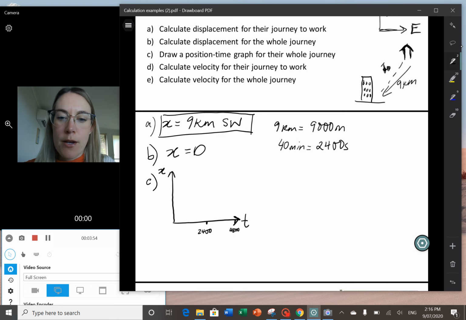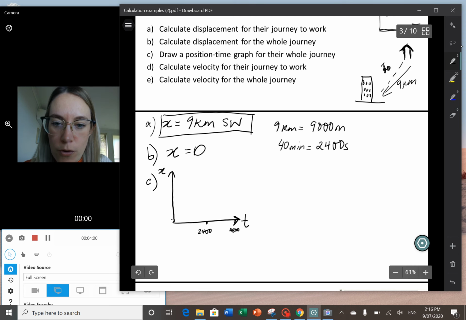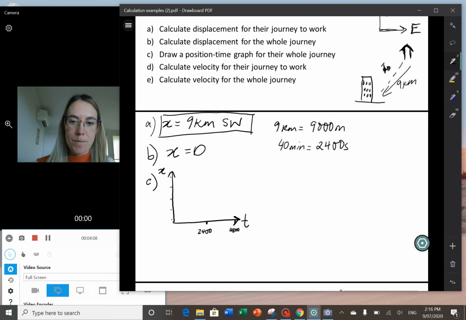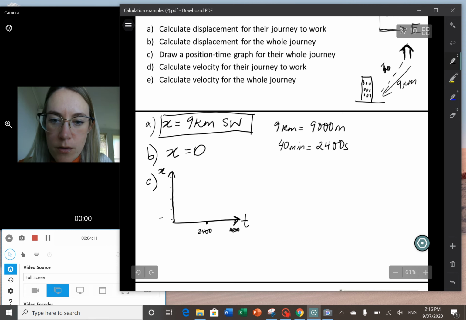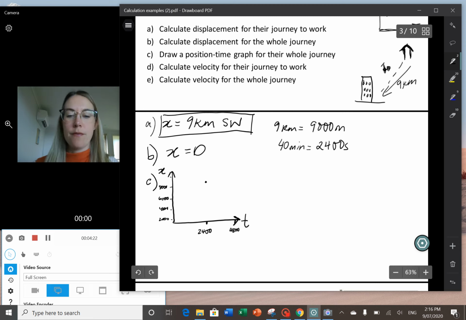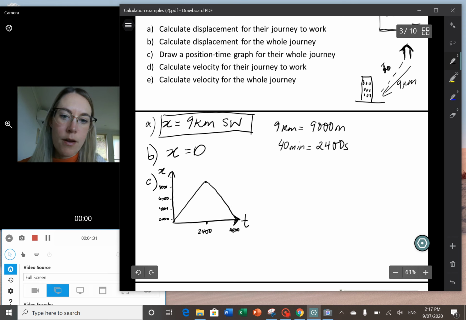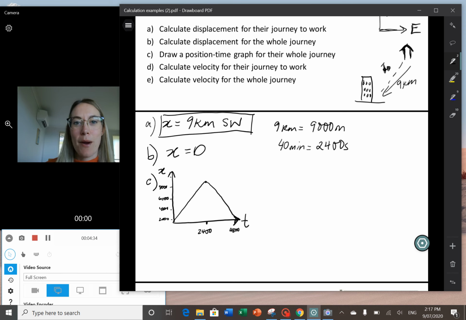The first leg of the journey, they're travelling 9,000 metres from their house. So let's go 2, 4, 6, 8, 10. Which means 9,000 will be approximately here. So what happens is they travel that distance and then they turn around and end where they started. So that's going to be our position time graph.